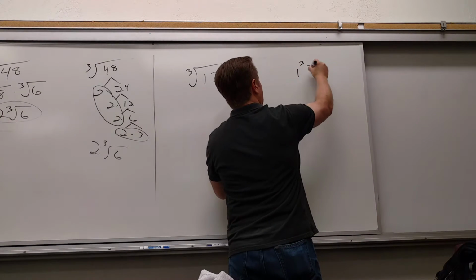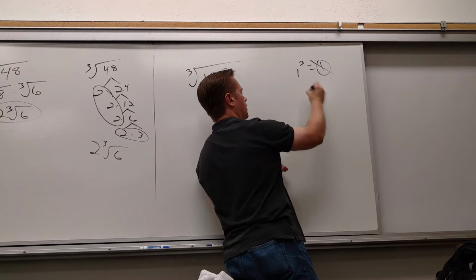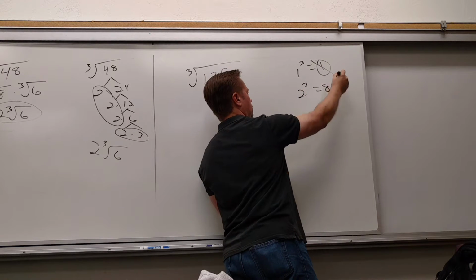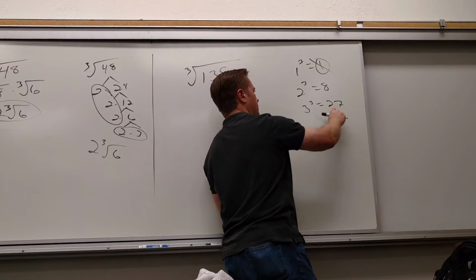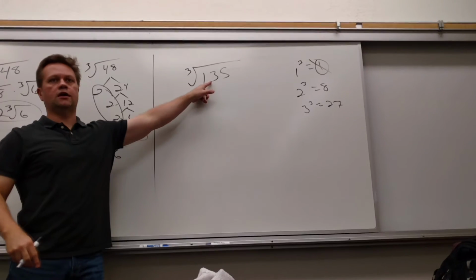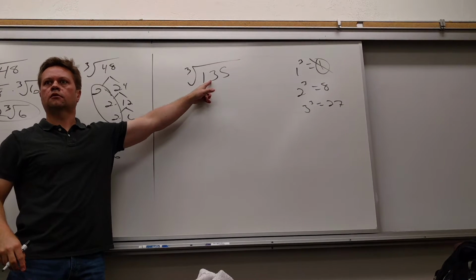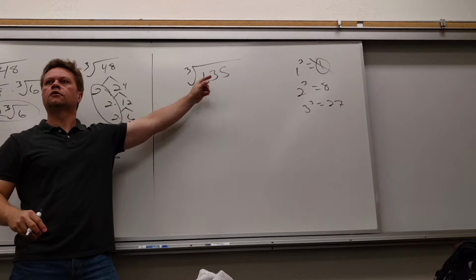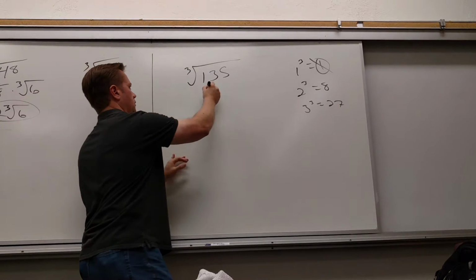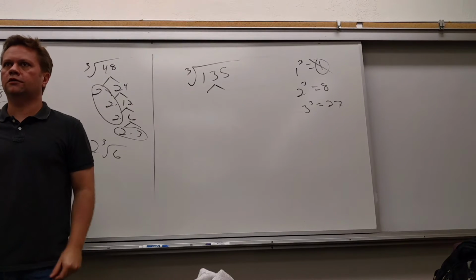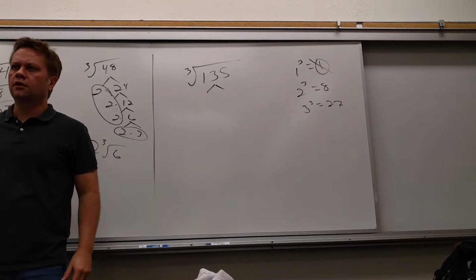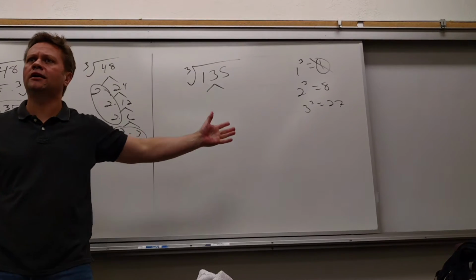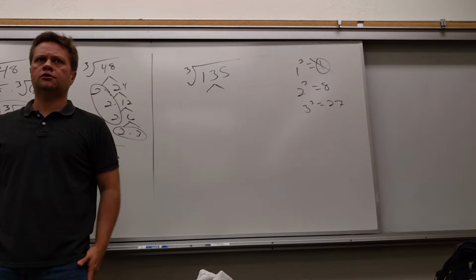What's 1 cubed? 1. I'm never going to try that. 2 cubed is 8. That didn't work. 3 cubed is 27. Let me try that. 27 times 5. All right. And you will have your calculator, so you don't have to do this long division. You just have to know what numbers to try. That's all. And then let the calculator do the actual work.